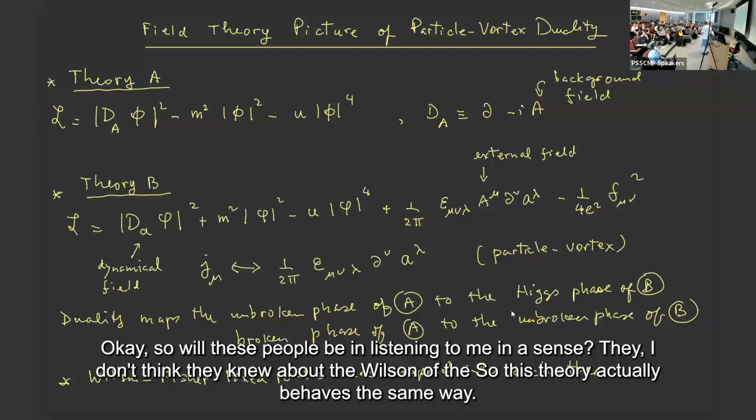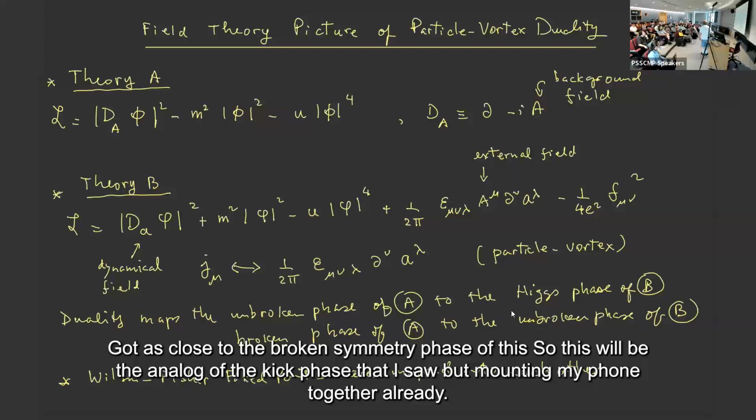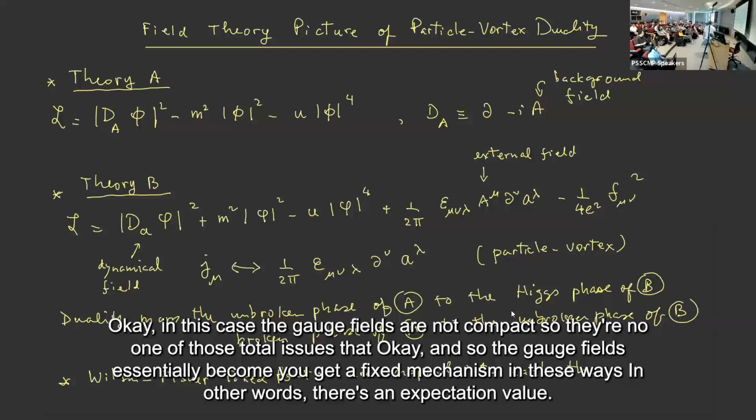So this theory actually behaves the same way. Notice that I put the signs here on purpose of opposite, because the symmetric phase of this theory, in other words, the phase without long range order, corresponds to the broken symmetry phase of this theory. So this will be the analog of the Higgs phase that I was bad mouthing in my talk the other day. Okay, in this case, the gauge fields are not compact, so there are no monopoles. So all the issues that I discussed are moot.